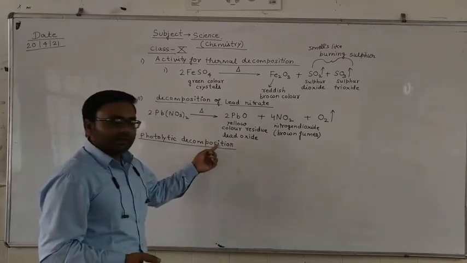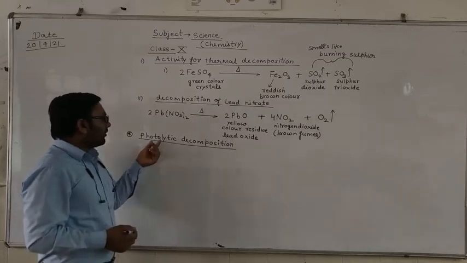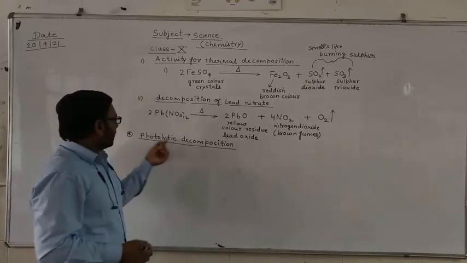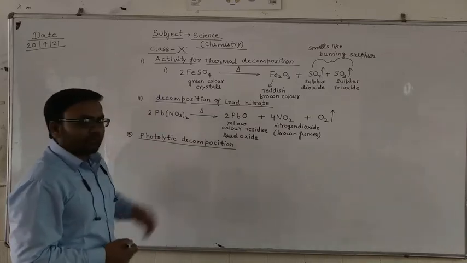into two or more simple products, and that decomposition is called photolytic decomposition. It means the decomposition of a substance into two or more simple substances or products with the help of sunlight, that is known as photolytic.